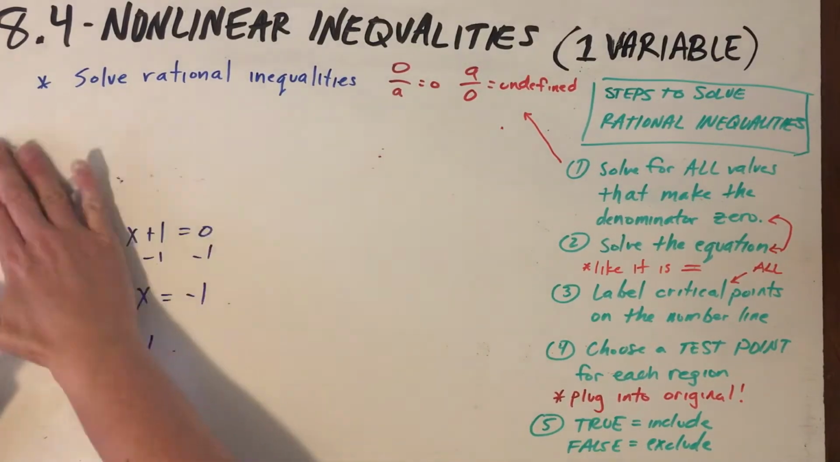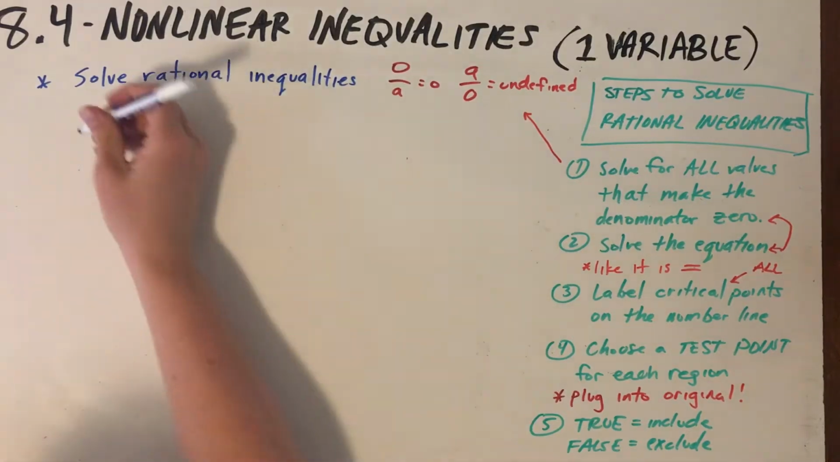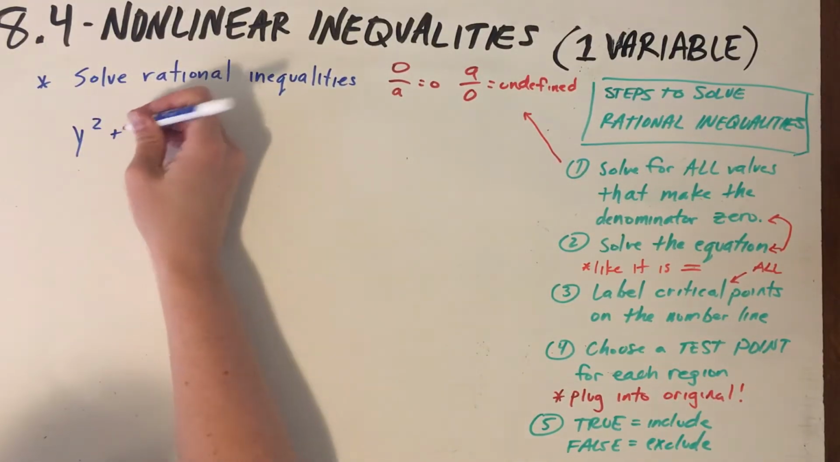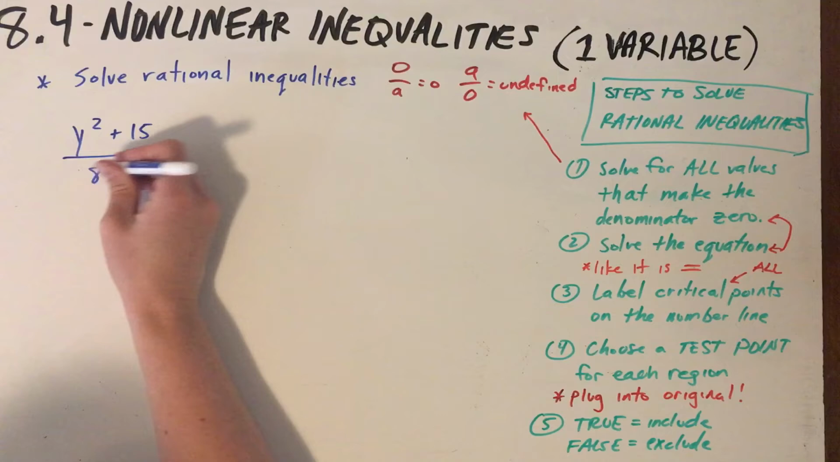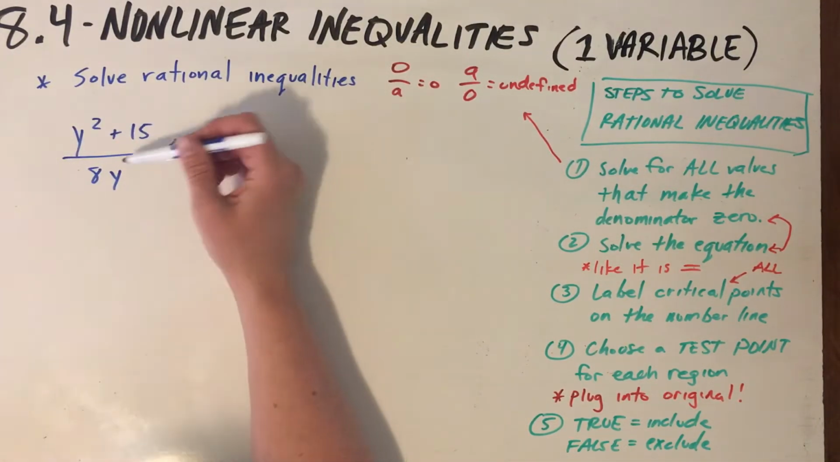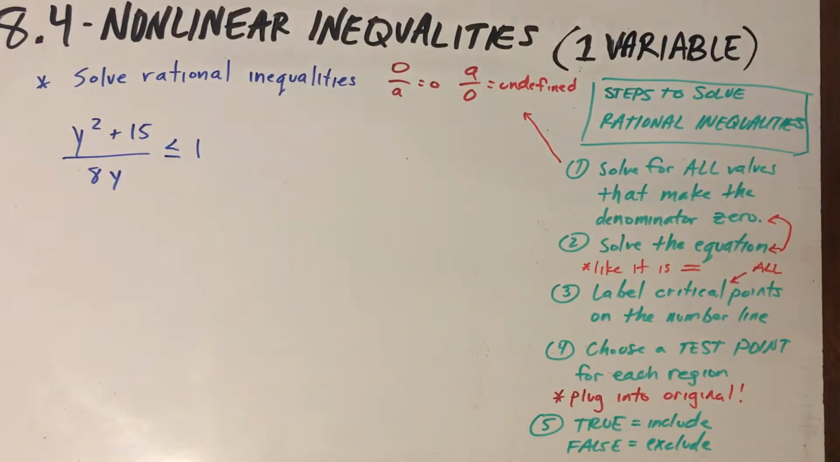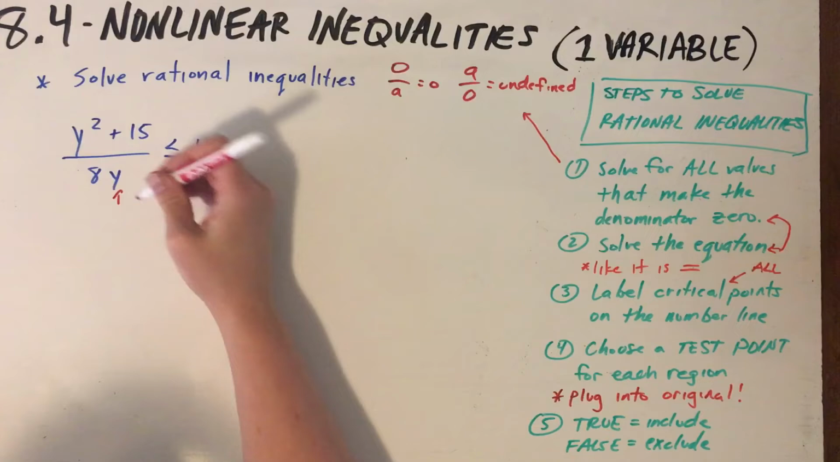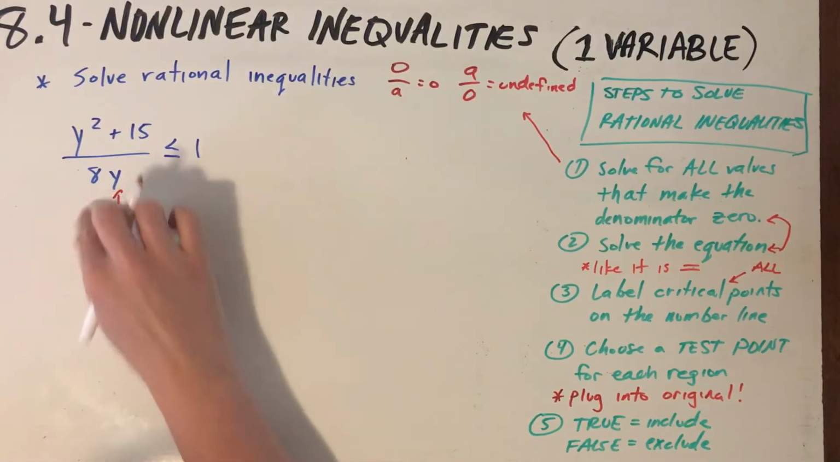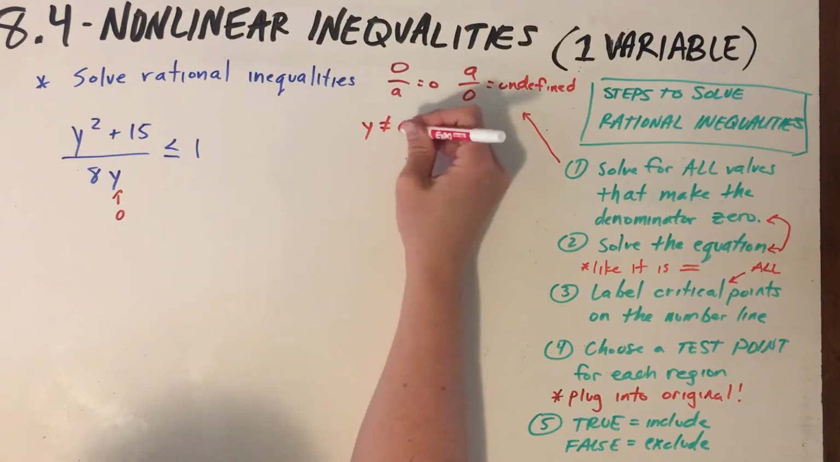This next problem is going to look a little more involved. We're going to have y squared plus 15 over 8y is going to be less than or equal to 1. So again, my first step is to see what would make the denominator 0, because we can't have a 0 in the denominator. The only thing that would work here is if I put 0, because 0 times anything is 0. So y cannot be 0.